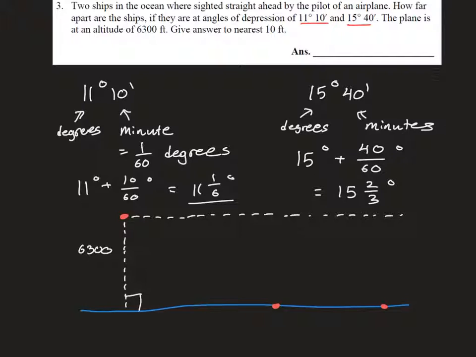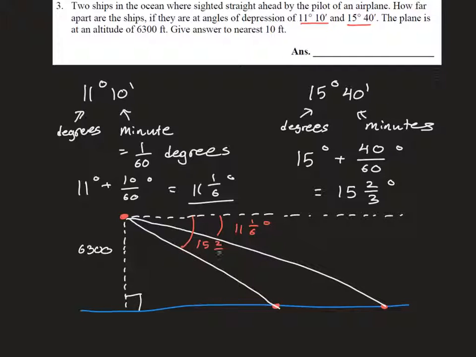So the first ship would be at this angle, and the second ship would be at this angle. And this is definitely not drawn accurately. So this angle right here, we'll call that the 11 and 1/6 degree angle. And then this one we'll call the 15 and 2/3 degree angle.